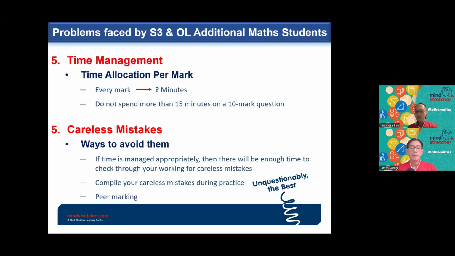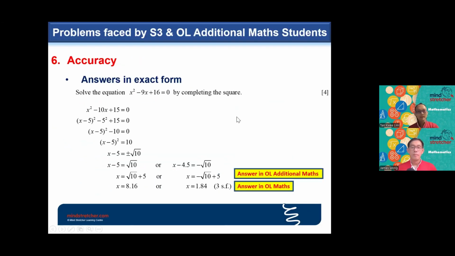Another opportunity is through peer marking. That means if they have a good buddy or good friend in school, they can do the same practice together and then do peer marking. Or even in MindStretcher during their classes, they can do that as well, on top of the lesson itself, when they are doing their homework booster. Okay, then the last one here is on accuracy.